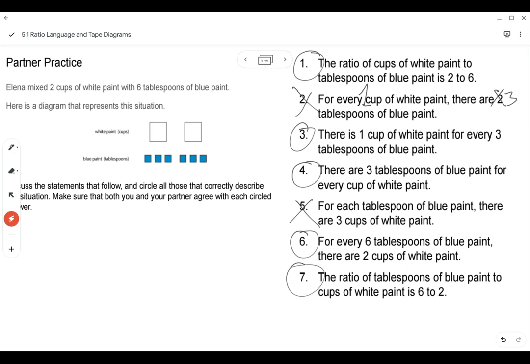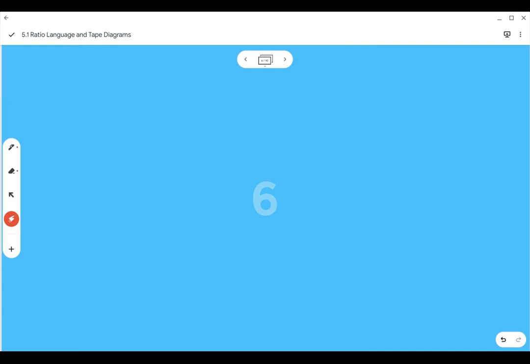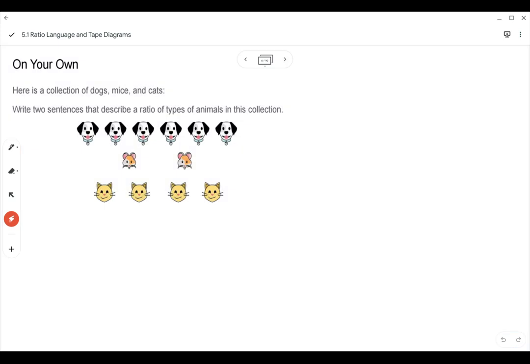All right. In this case, we see that order is really important. We want the order of the labels to match the order of the numbers if the ratio isn't built into the sentence like it is up here in 3 and 4. On your own, you're going to try writing 2 sentences that describe a ratio of types of animals in this collection.